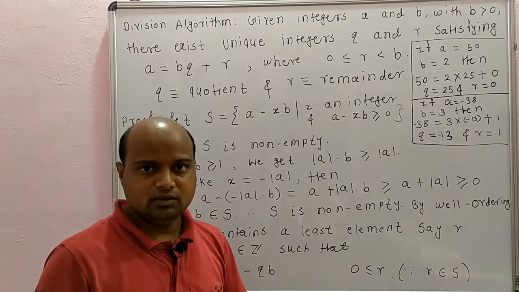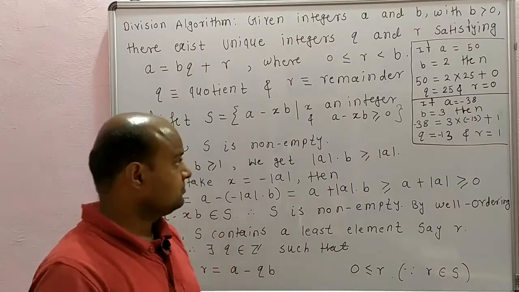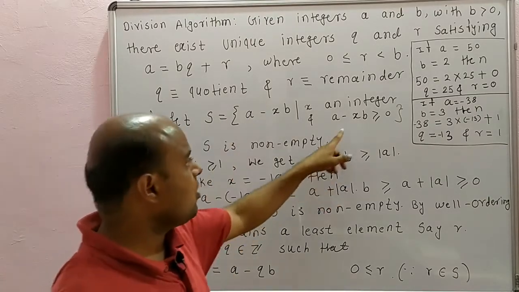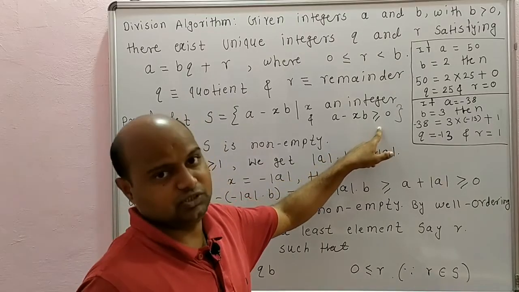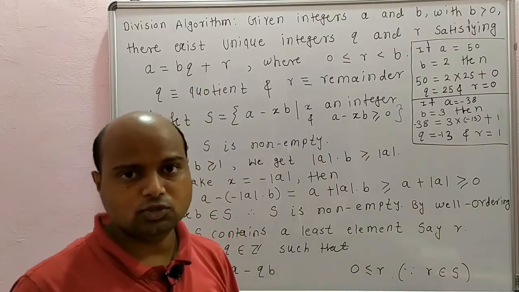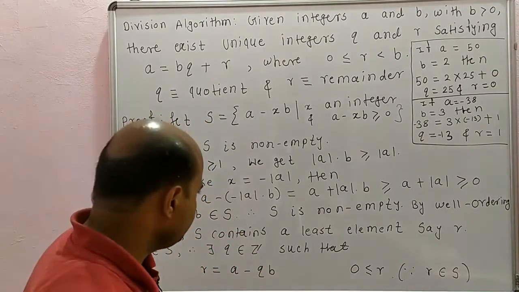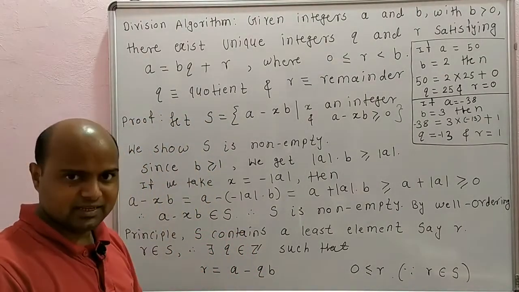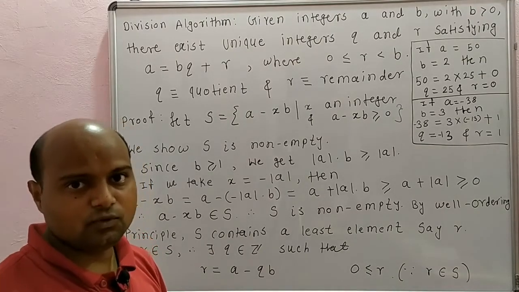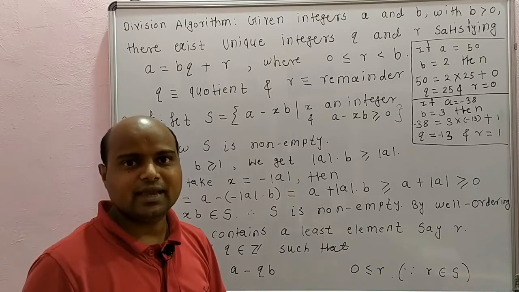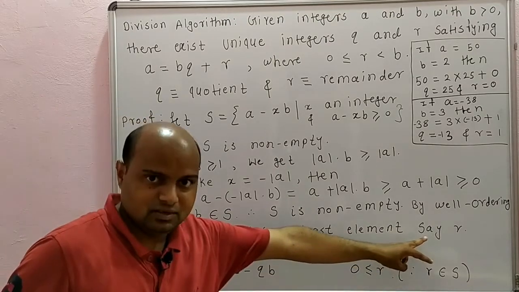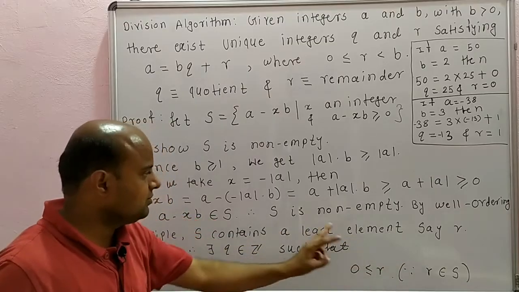Now S is non-empty, so we have to use the well ordering principle. S is non-empty and it contains all non-negative integers, A minus XB greater than or equal to 0. Therefore, we have to use the well ordering principle. S is a non-empty set which is a subset of non-negative integers. Therefore, by well ordering principle, it has a least element. Say that least element is R. Now R is the least element of S.